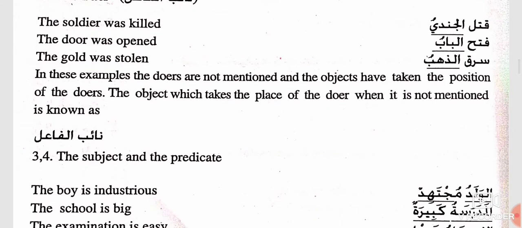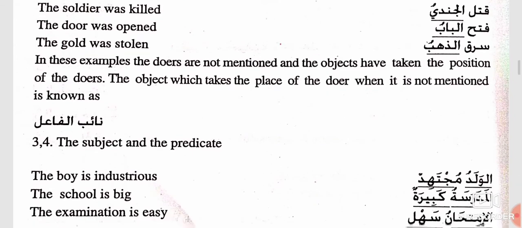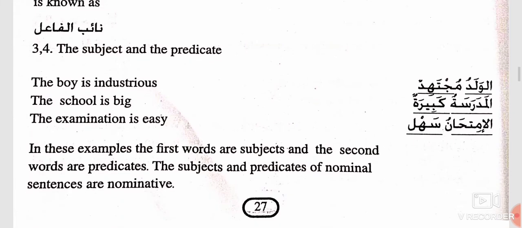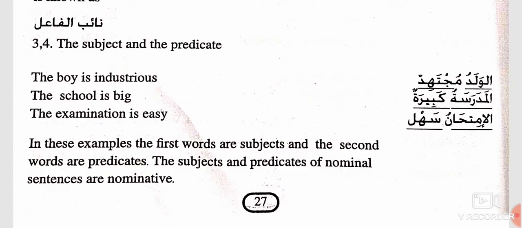And the fourth one, the subject and predicate. Do you know what is subject and predicate? Okay, we are going to learn it. Subject and predicate means mubtada and khabar. Take the example, al-waladu mujtahidun. The boy is industrious. Al-waladu mujtahidun. The boy is industrious or hardworking.